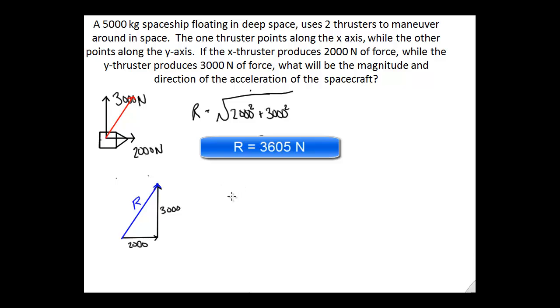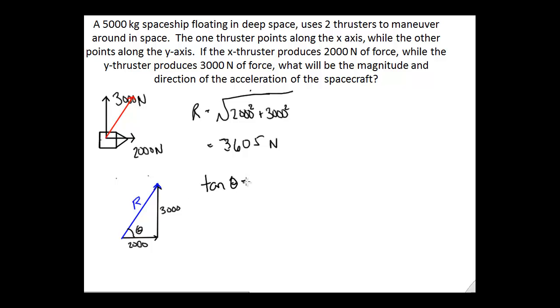All right, now that's the magnitude, but what is the direction? Well, that would be this angle right here. According to the triangle, we know the opposite edge, we know the adjacent edge, and so trig tells us that the tangent of that angle is equal to the opposite over the adjacent. Therefore, the angle itself is the inverse tan of that, which is the inverse tan of 1.5. So theta equals 56.3 degrees. Okay, so the net force is a value of 3,605 newtons at an angle of 56.3 degrees.